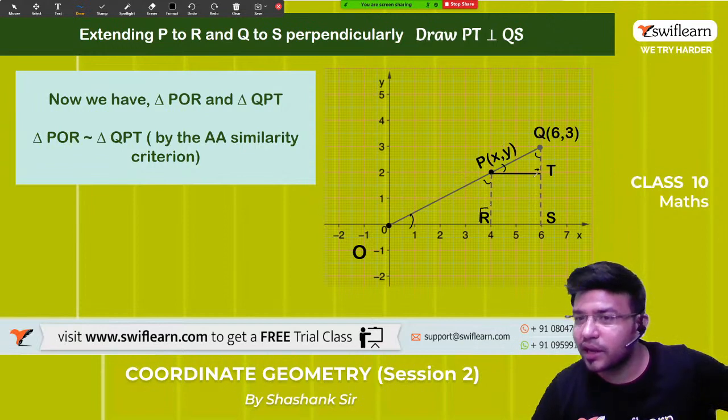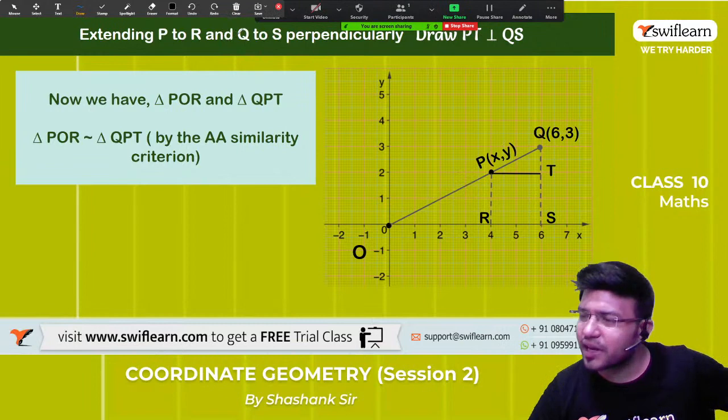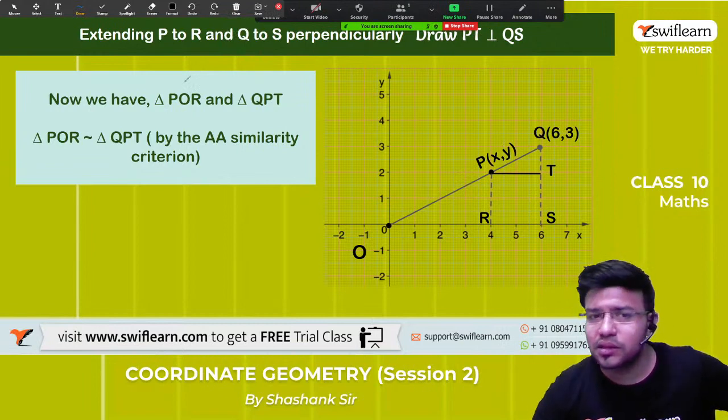And this angle is equal to this angle. ये तो 90-90 है ही. Okay, by AAA criteria or AA criteria, these two triangles are similar. Now if they are similar, can we write like this?